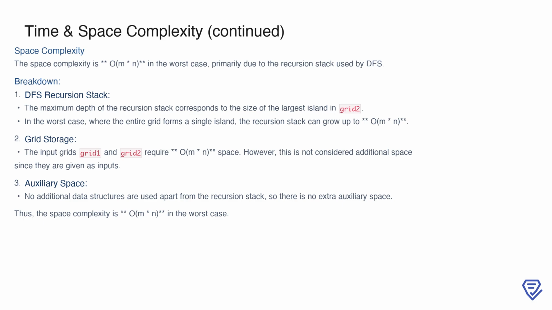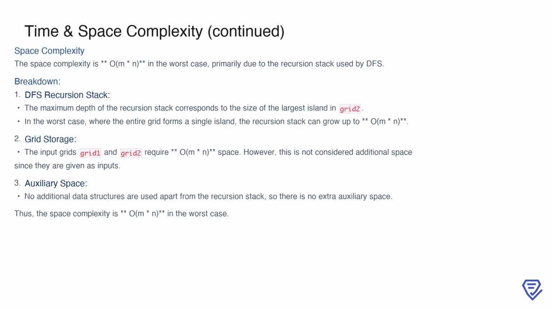Now, let's analyze the space complexity, which in the worst case is m*n. This is primarily due to the recursion stack used by the depth-first search. The maximum depth of the recursion stack is determined by the size of the largest island in grid 2. If the entire grid forms a single island, the recursion stack could grow as large as m*n.